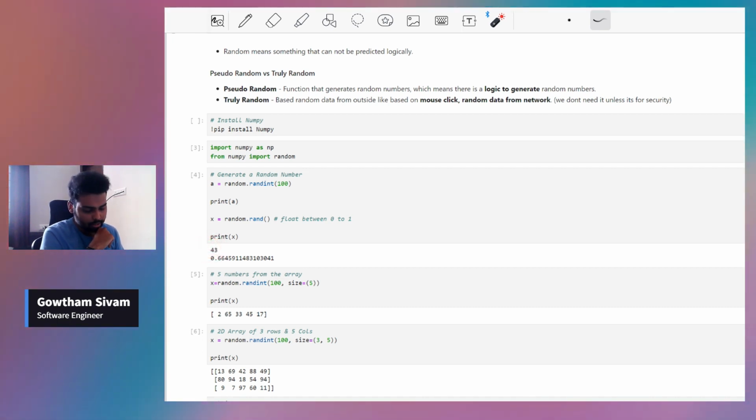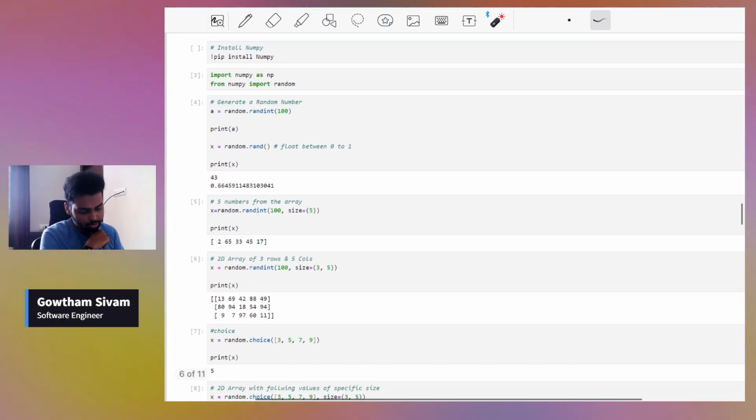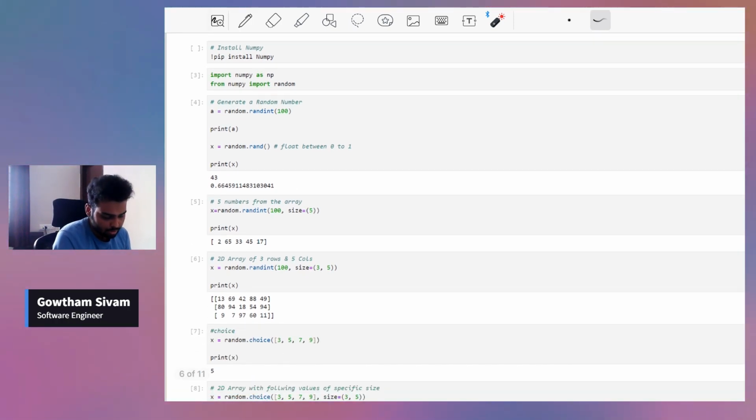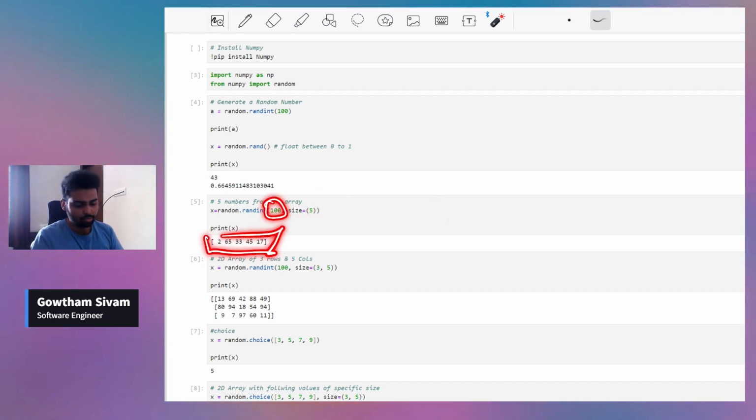Next is random.rand, which is a float operation. Here if you see, previously we mentioned int, but here it's a float operation, which means it will be between 0 and 1. Here we are getting 0.6. Next is finding numbers from the array. I need to generate numbers between 1 and 100, but I need 5 numbers, which means it will return a list of 5 random numbers consisting of 1 to 100.